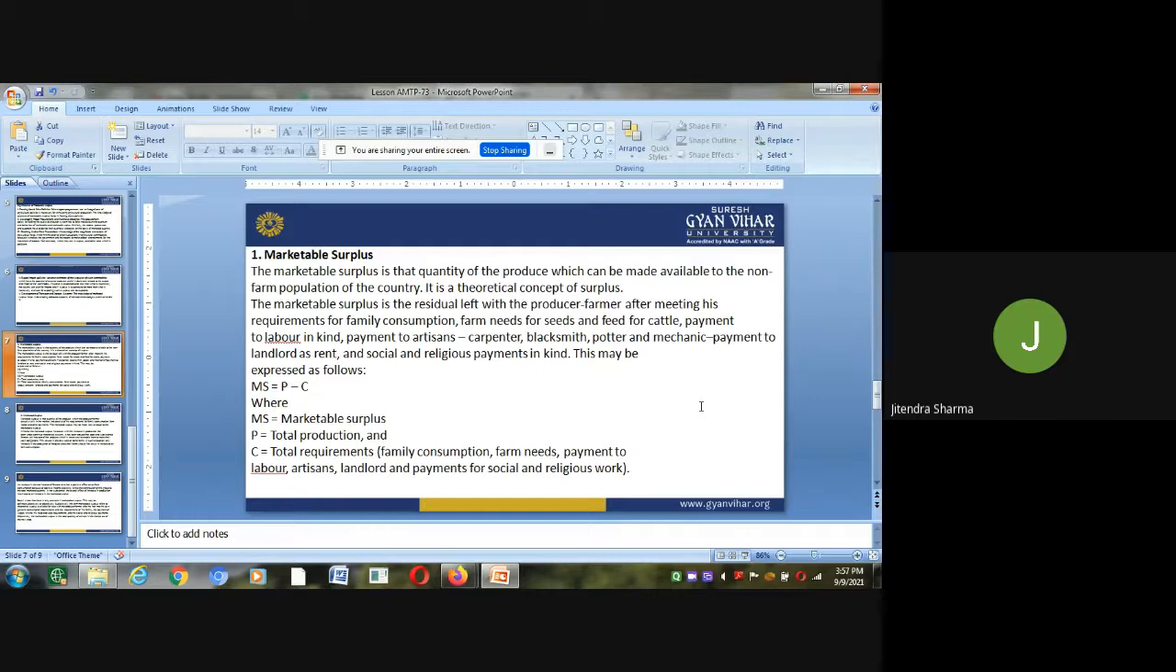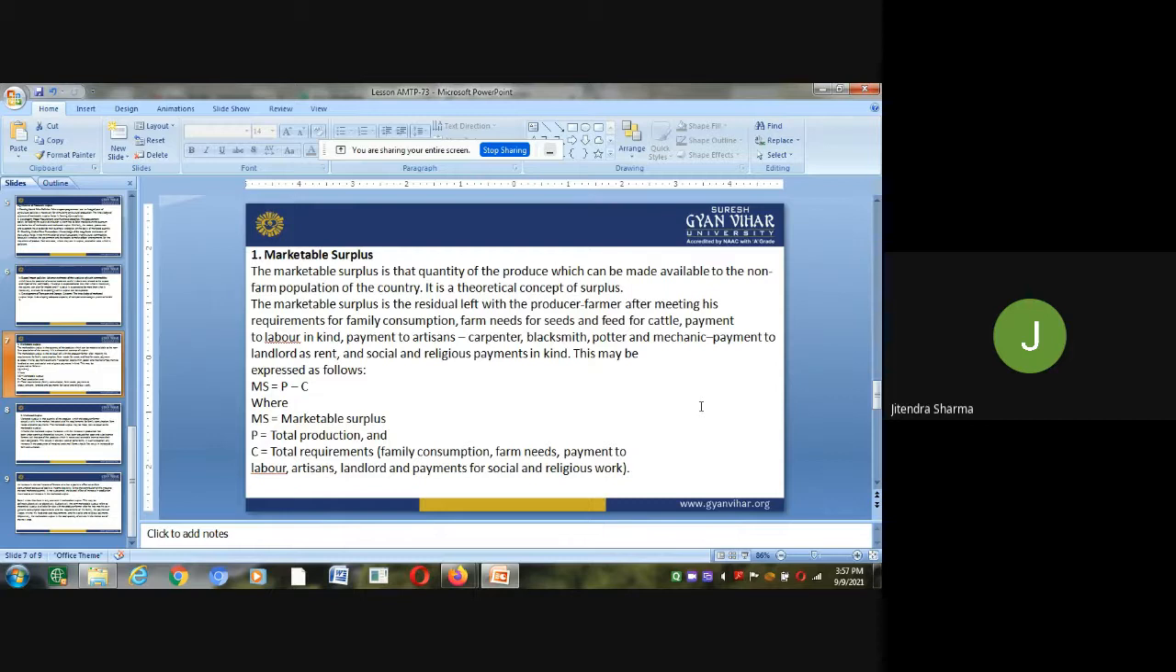The marketable surplus is the residue left with the producer farmer after meeting his requirements for family consumption, farm needs, seeds and feeds for cattle, payment of labor and artisans such as carpenter, blacksmith, potter, sometimes the mechanic, payment to the landlord as rent, and social and religious payments in kind. This may be expressed as follows: marketed surplus MS = P - C, where MS is marketable surplus, P is total production, and C is the total requirement: family consumption, farm needs, payment to labor, artisans, landlord, and payment for social and religious work.